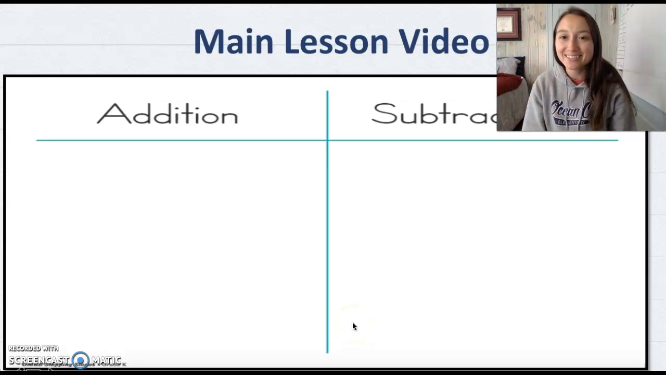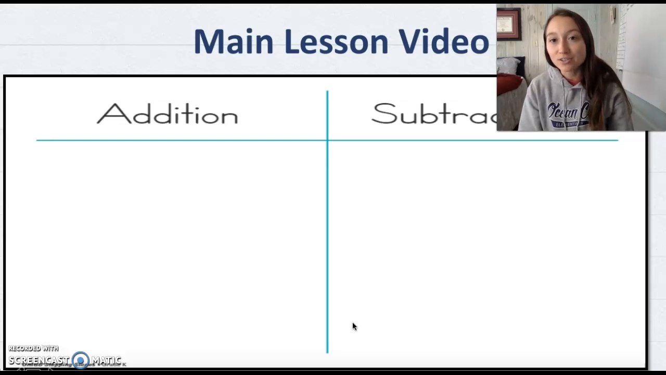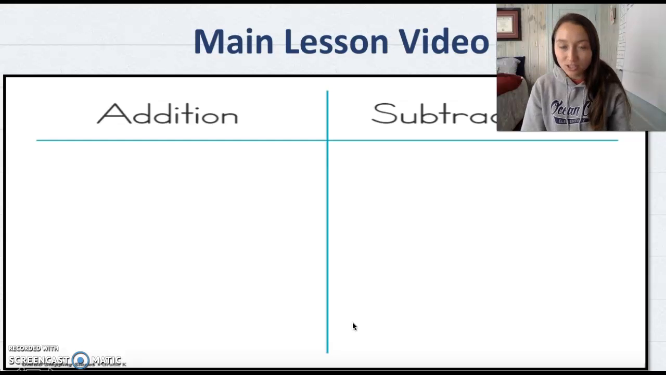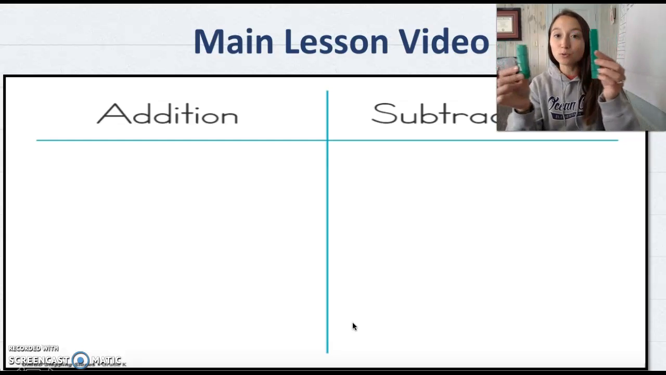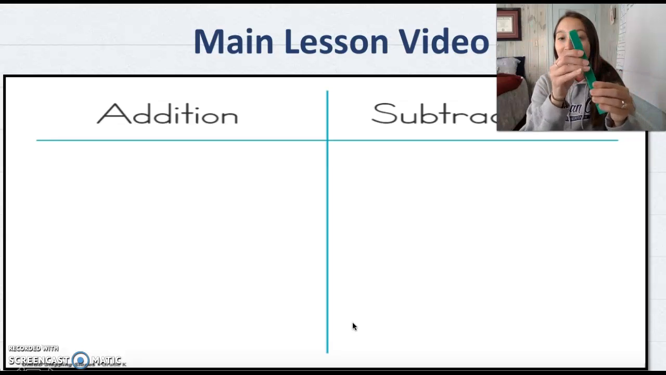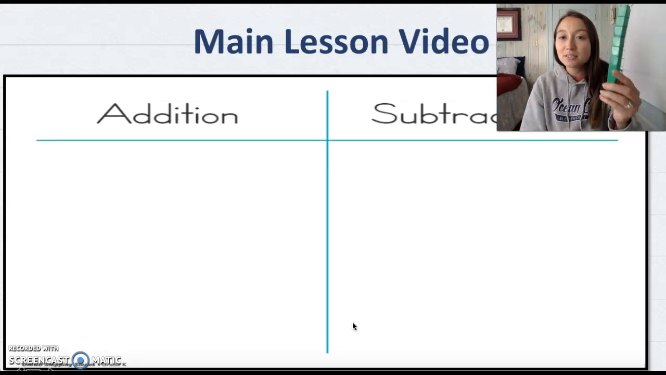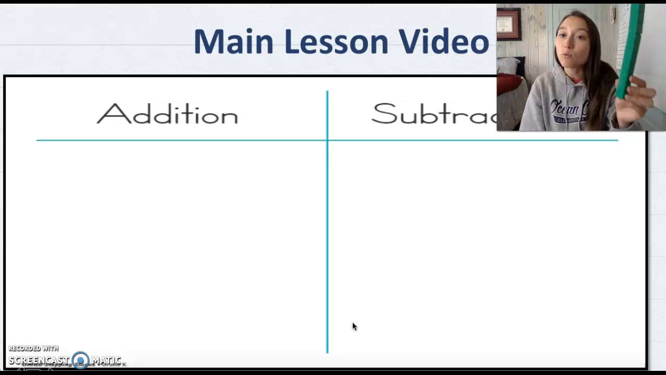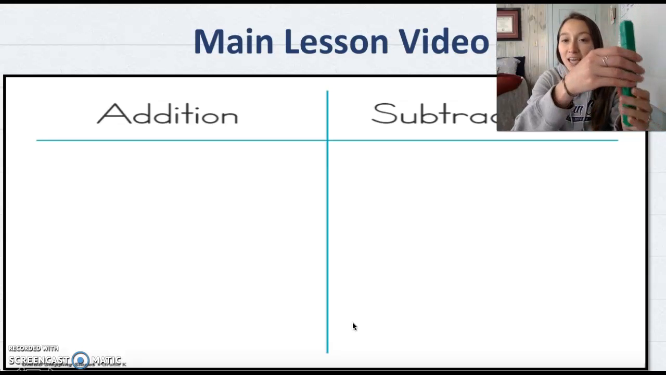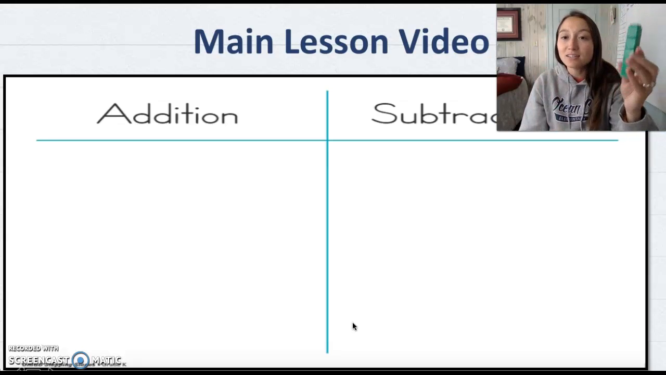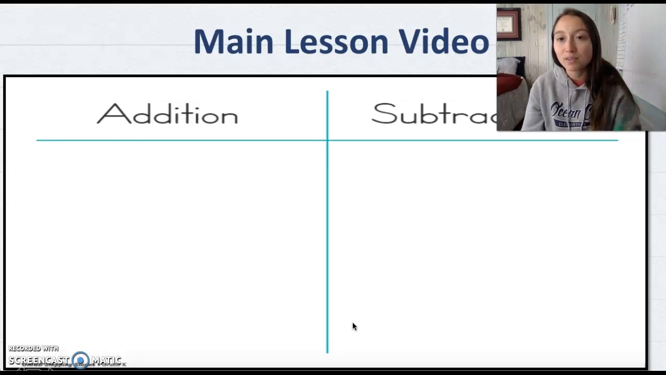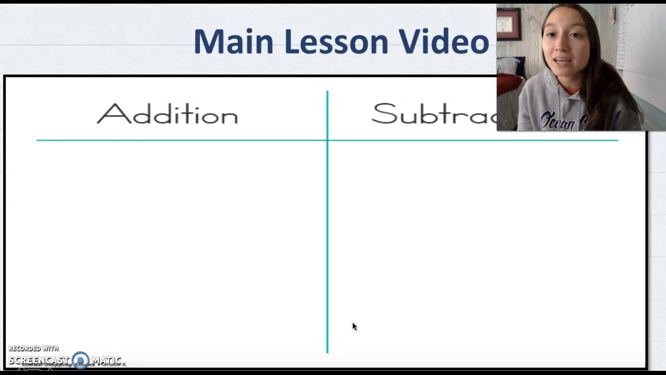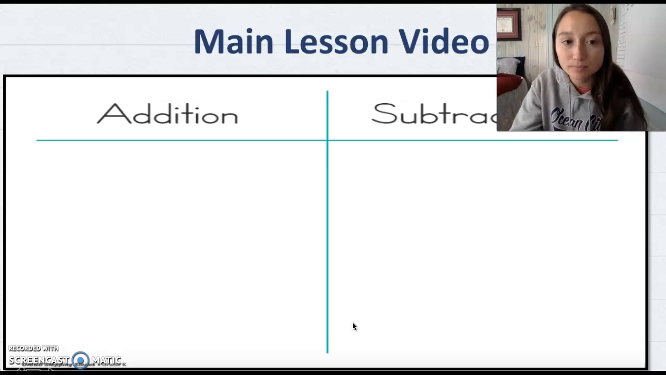Hey mathematicians! Like our learning target said today, we're going to be deciding if a word problem requires addition or subtraction to solve. Remember, addition means that you're taking two groups and putting them together to find the total. Subtraction is when you start with one group, but you're taking some away to find how many would be left. So let's get started. Let's try addition first.